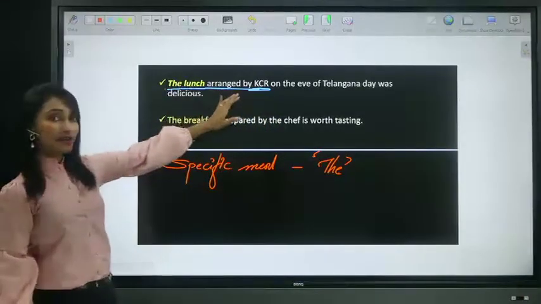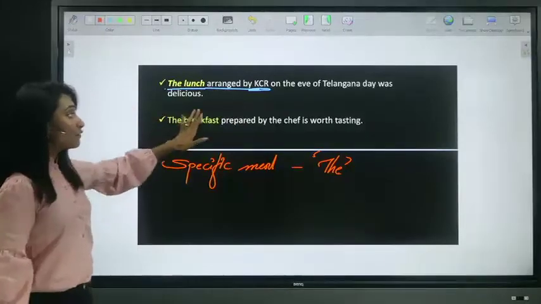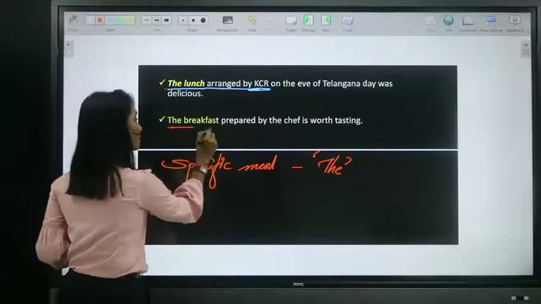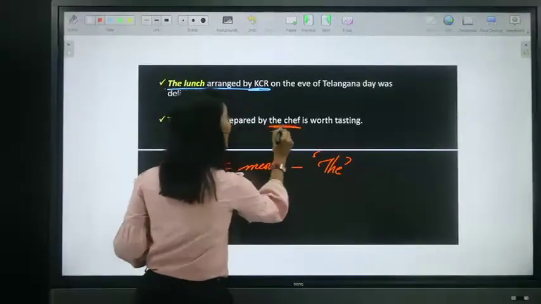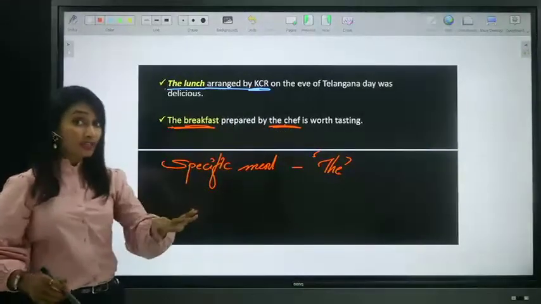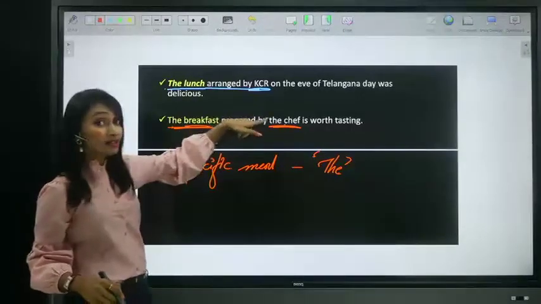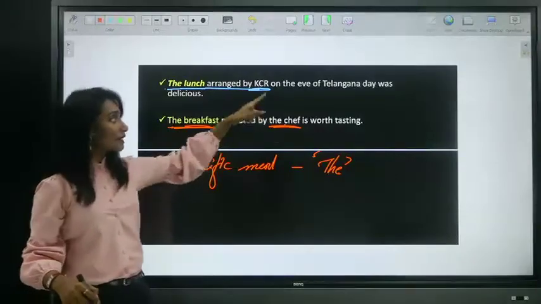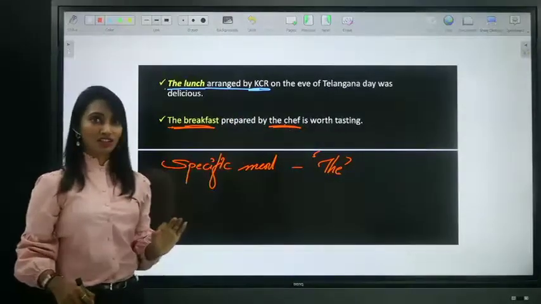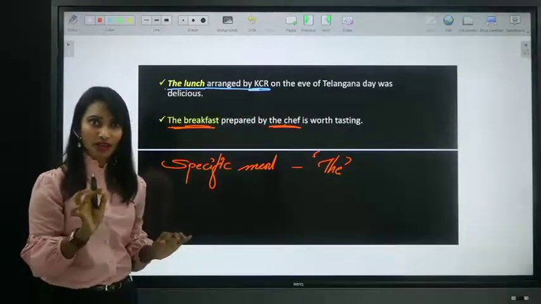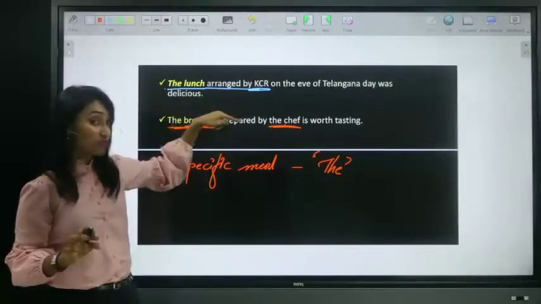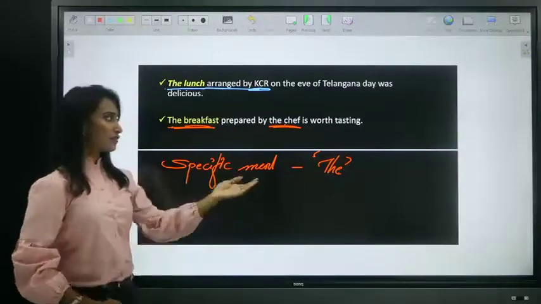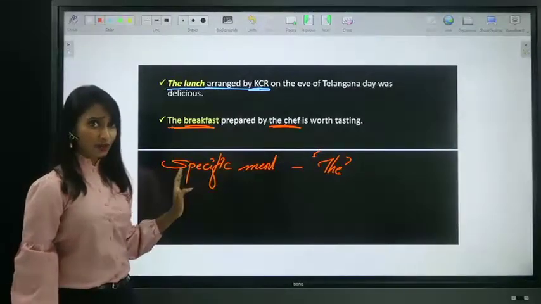So, the lunch arranged by KCR, the breakfast prepared by the chef. Here we are talking about a particular breakfast prepared by a particular chef. I'm not talking about any chef. I'm pointing out a particular, specified chef. So the breakfast prepared by the chef is worth tasting. Which chef? Not every chef, not any chef. It is the chef. Again, we are specifying. Only in such cases we can use the definite article the. This is the exception, guys.